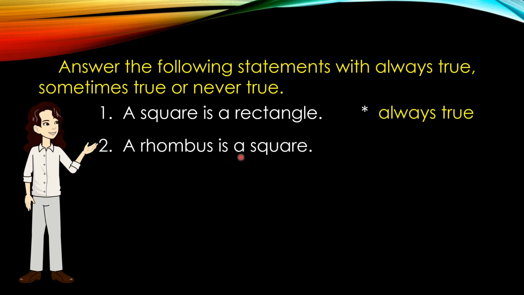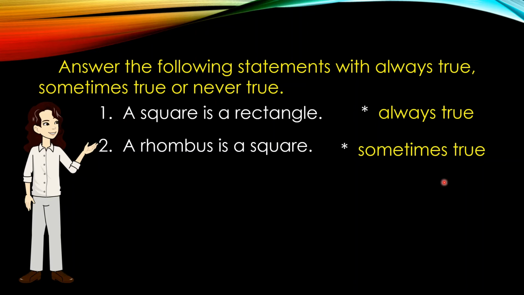Number 2. A rhombus is a square. In the chart, the rhombus is at the top and the square is at the bottom. So, going down, that is sometimes true, because the characteristic is not only in the square.